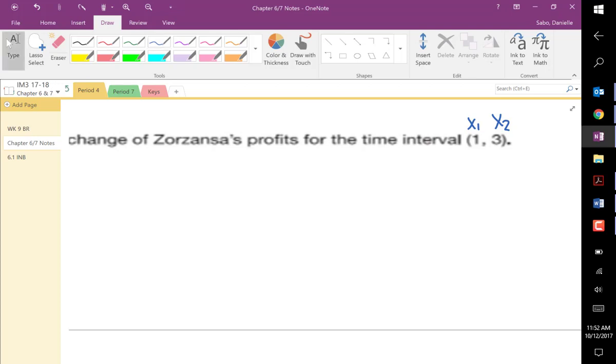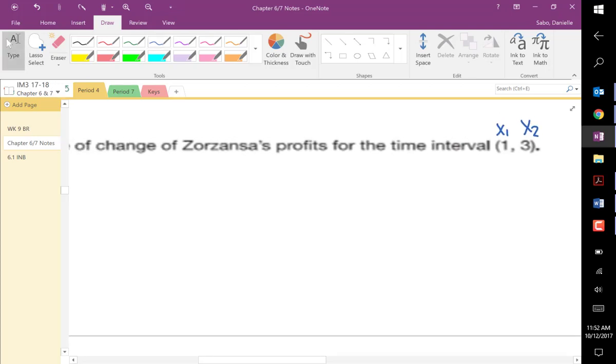Now, I have X1, I have X2. I'm going to write out my formula so that I don't forget.